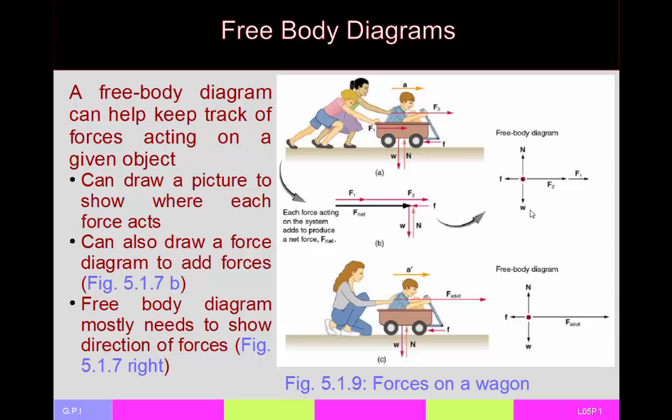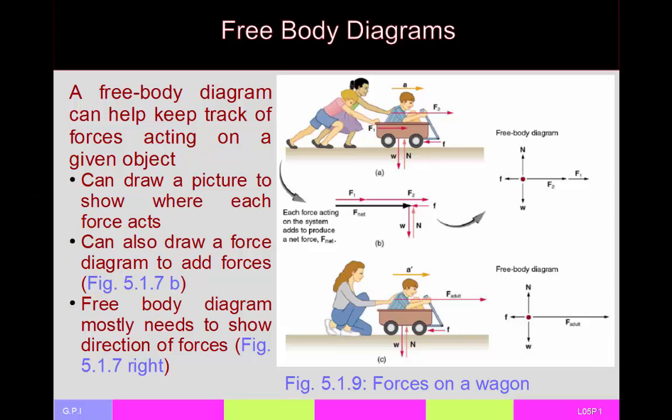So what we have here is a free body diagram involving some children who are pushing on a wagon with a kid in the wagon, and there's a number of forces that are labeled here. There's a force that the first child is pushing upon the wagon with. There's a force that the second child is pushing upon the rider of the wagon with. There's friction between the ground and the wagon. The wagon has some weight. The floor is holding the wagon up. That's called the normal force.